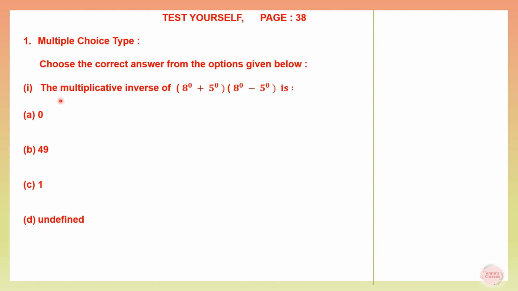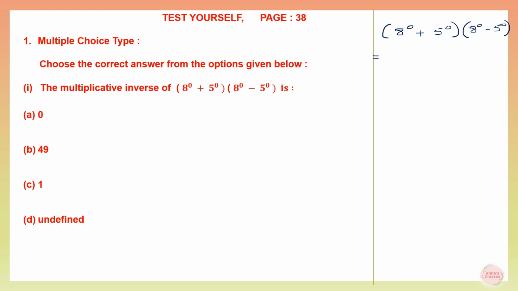Question 1. The multiplicative inverse of this statement is which of these answers? So this is what we're going to work out. So let's write down that question. So that is 8 raised to the power of 0 plus 5 raised to the power of 0 into 8 raised to the power of 0 minus 5 raised to the power of 0. So we need to work this out.